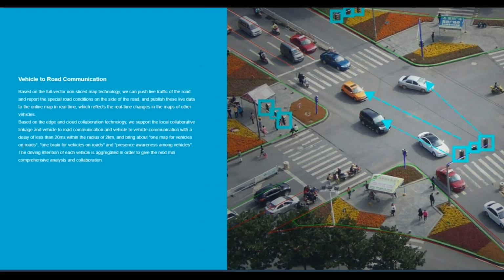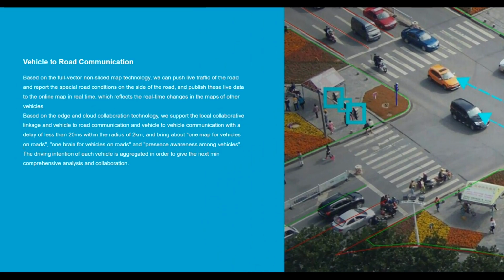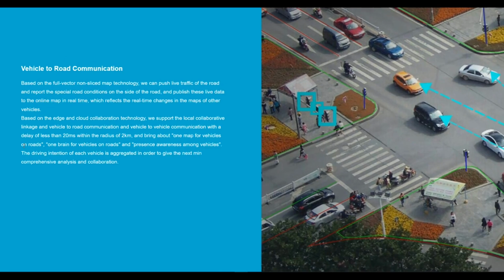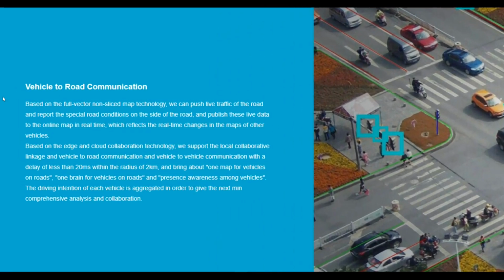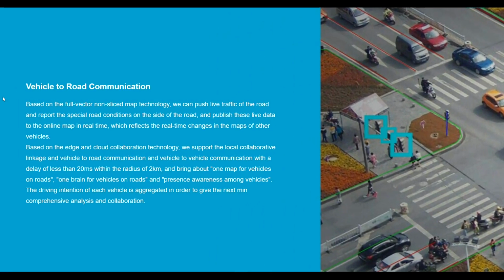Okay, so moving on, to enhance the autonomous driving experience, they will also have a vehicle to road communication feature. What it means is that it's not just vehicle to vehicle communication. As you can see, this is not just vehicle to vehicle distance. We also need a lot more than that. This means vehicle to road communication. There are many other things in the environment and surroundings which a car needs to be aware of: the signals, people moving, zebra crossings, objects and stuff like that. That's why this is called vehicle to road communication and not just vehicle to vehicle communication. So based on the full vector non-sliced map technology, it's a full vector.